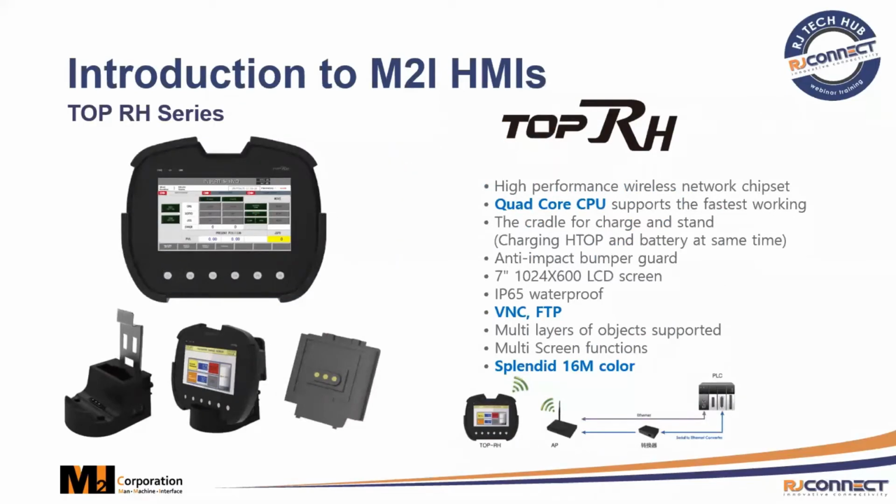Now let's take a look at the Top RH series: a high performance wireless chipset, also a quad-core CPU for higher performance, and it comes with an optional cradle to charge the HMI. It has an anti-impact bumper guard, a 7-inch high resolution LCD display, IP65 waterproofing, and it also comes with VNC and FTP support. Again, multi-layer object support and multi-screen functions with a 16 million color display.